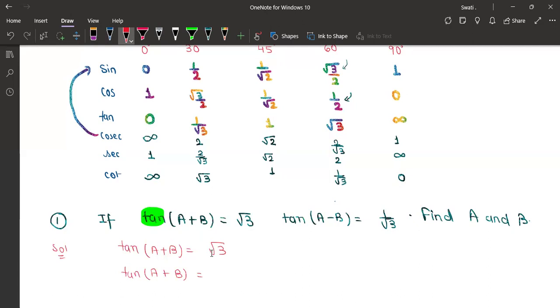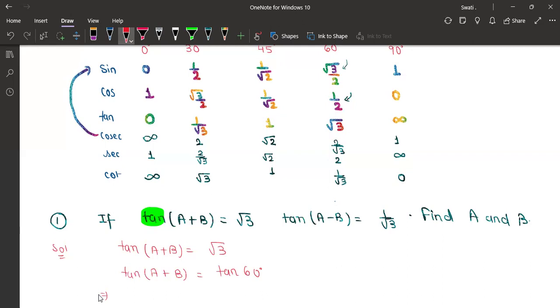So tan what? Tan 0 is root 3, tan 30 is root 3, tan 45 is root 3, tan 60 is root 3, or tan 90 is root 3. Tan 60. Very good. So instead of root 3, of course, you can write down tan 60. Why? Because tan 60 is root 3. So at the place of root 3, you can write down this.